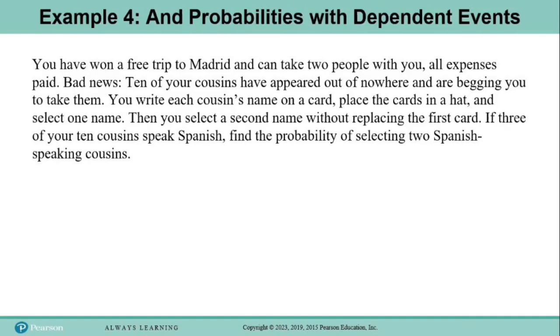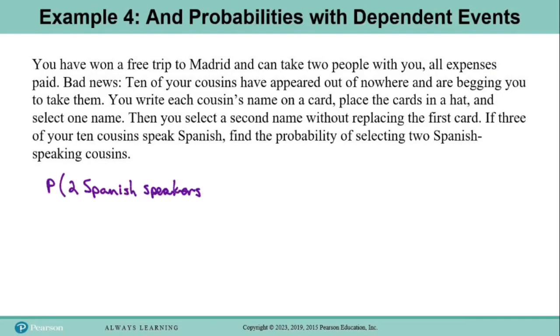So you can probably look at this and tell that these are dependent events, because if we start with 10 names in the hat and we draw one out, then the next time we draw a name, there are only 9 names in the hat. So right away, the probability has changed from the first drawing. And so we need to use our formula for the probability of dependent events.